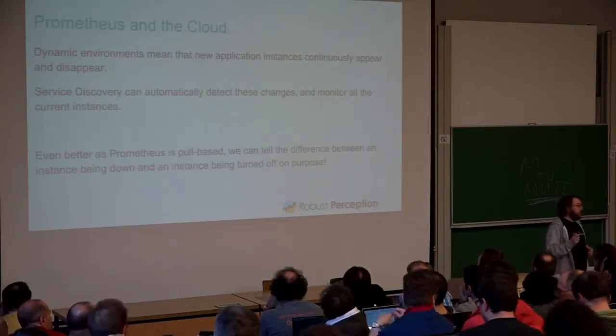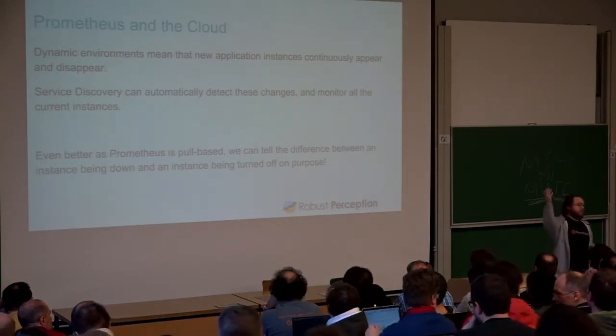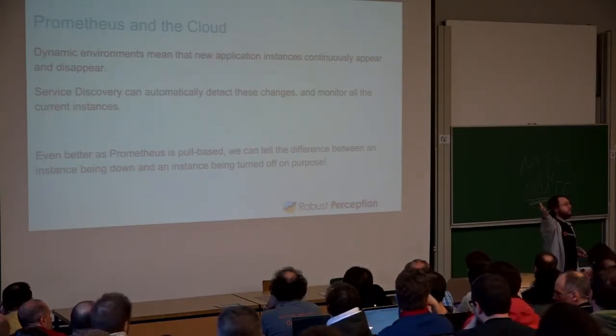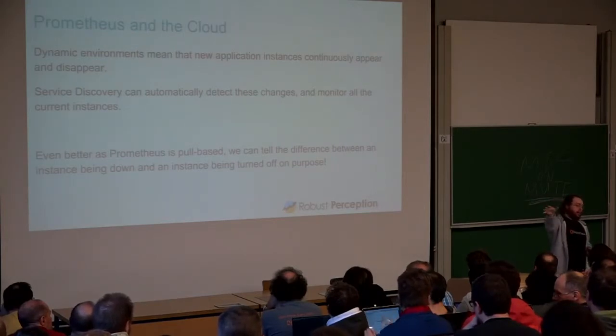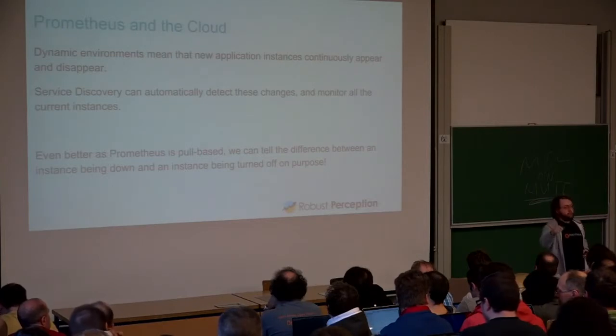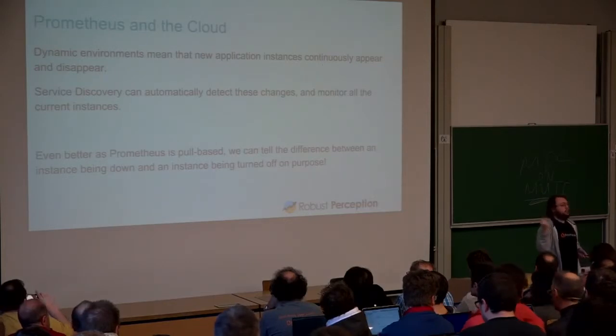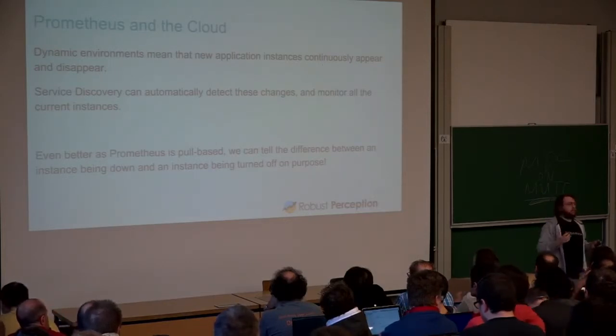And even better, Prometheus is a pull-based system, that means that because we've got a list from EC2 of all the instances that exist, if we don't have information, we just try to scrape it, and it fails, we know, oh, it's down. With a push-based system, we won't be able to tell the difference between a system that was down and never talked to us, and a system that simply doesn't exist.